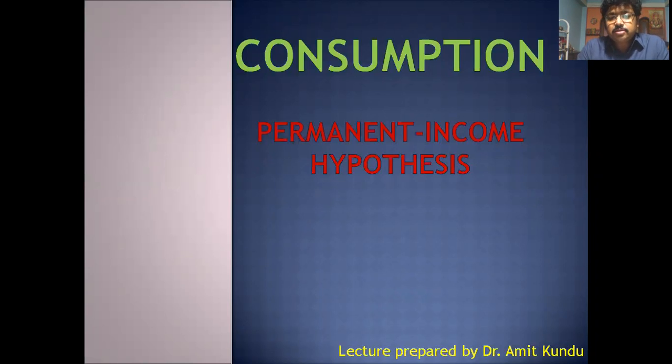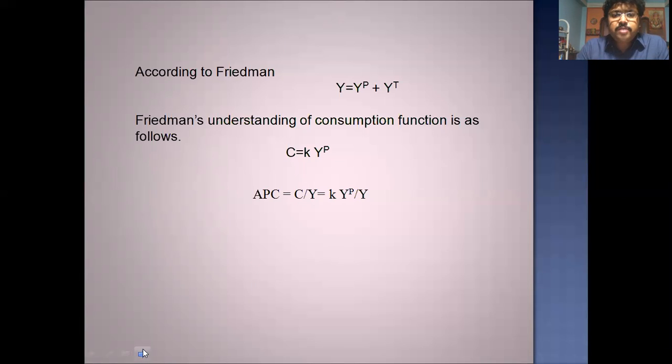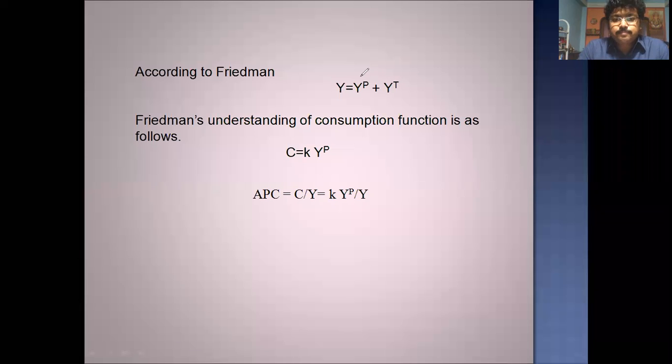In 1957, Friedman wrote a book on consumption behavior, and from that book, we got the permanent income hypothesis. According to Friedman, income has two parts. One is permanent income, another is transitory income.